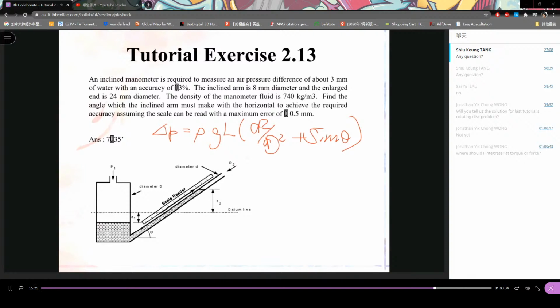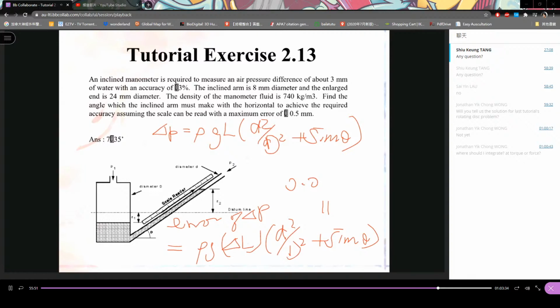So a small change in the area of pressure, delta P, due to change in the reading of the scale is like that. And this is equal to 0.003 of G. So it's how you calculate. Now you know G, right? So G can be crossed out.